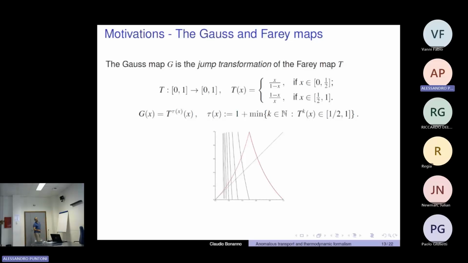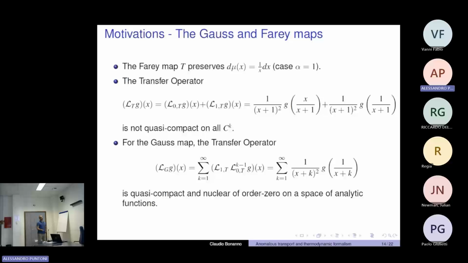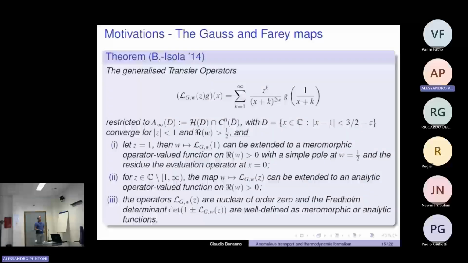And if you construct the jump transformation of the Farey map by the standard operation, you get exactly the Gauss map, which is well known for its applications, for example, to regular continued fractions. So what we did basically is to use the transfer operator of the two maps, and now I will not show you all the details. But the important thing is the following.